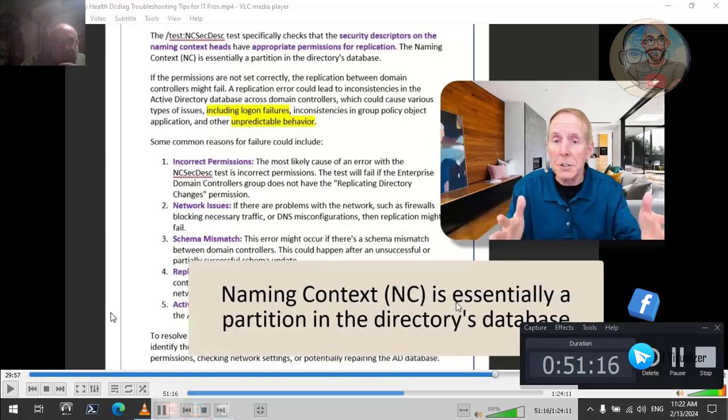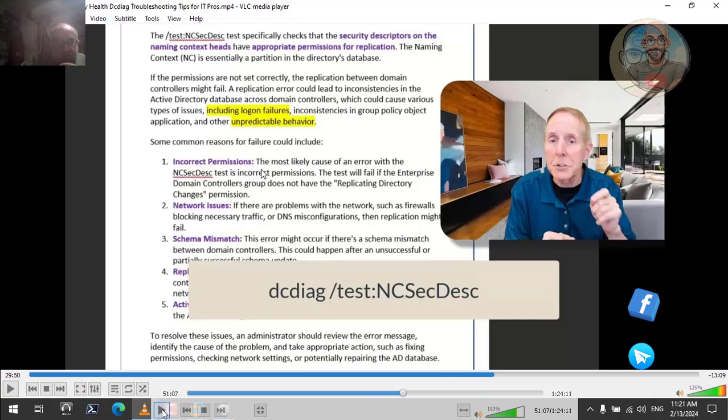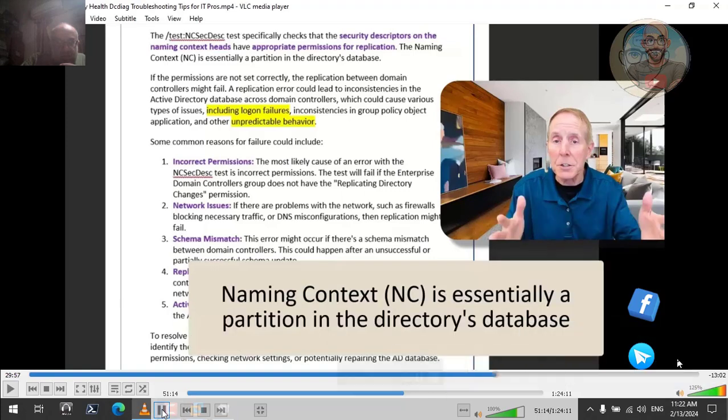unless the two are running. Just wait for a moment. Essentially partition. Okay, this is correct.